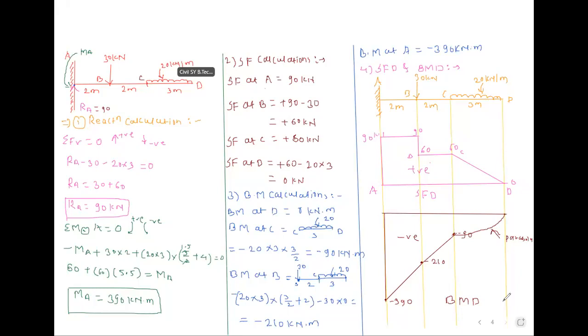Now we will take examples on overhanging beam. So please write down the next heading, numericals on overhanging beam. Okay. So I will draw the figure here first, then we will write.